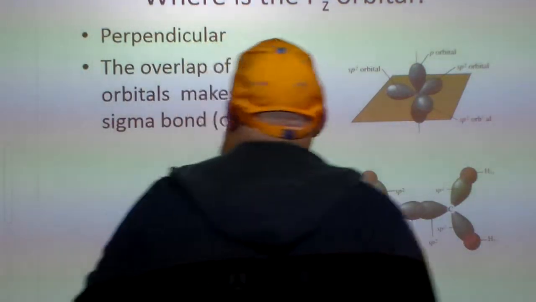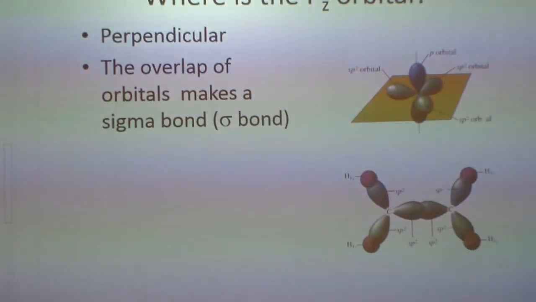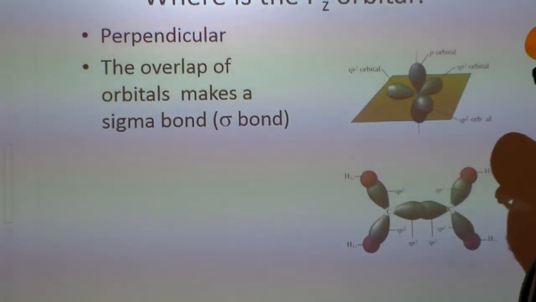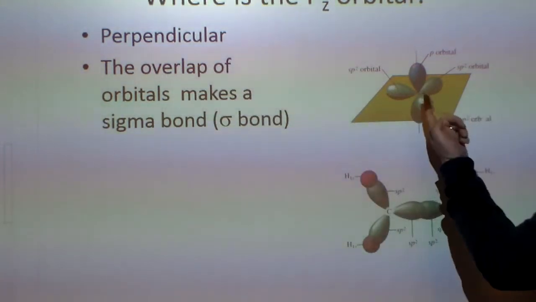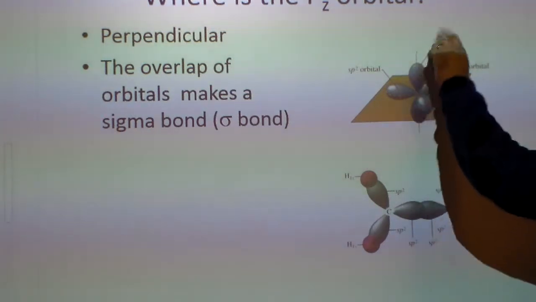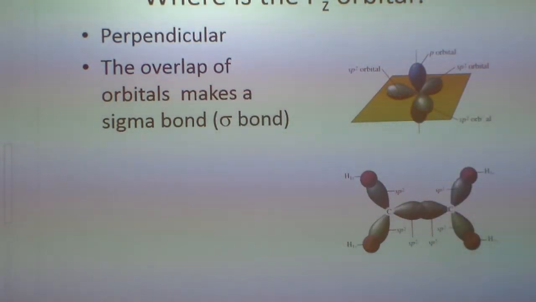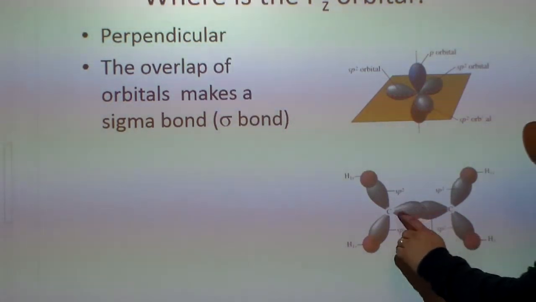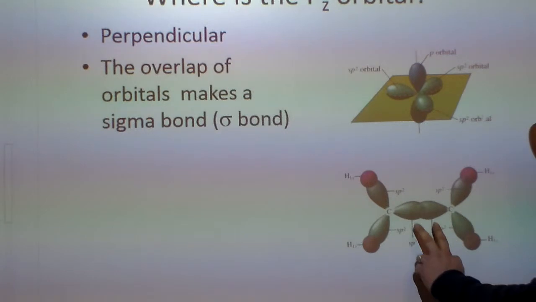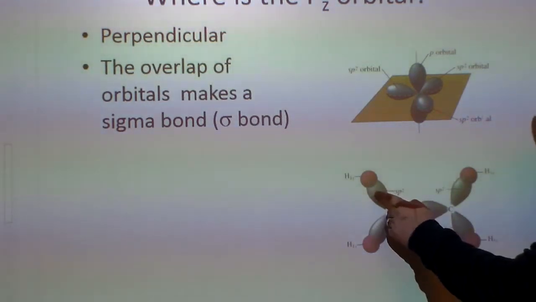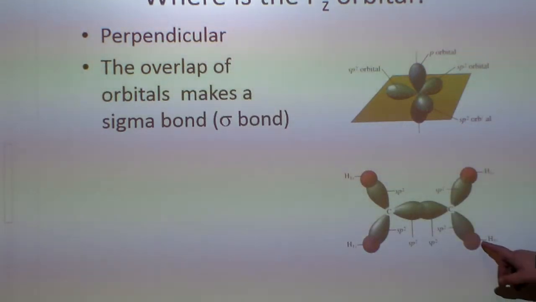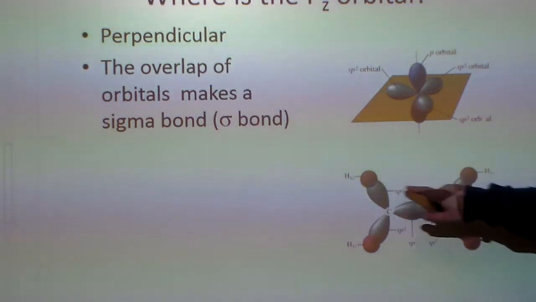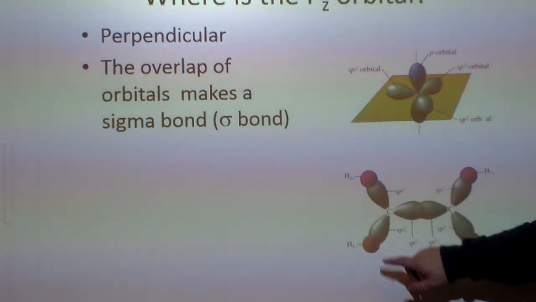Now we're on the new stuff here, and I'm flying through. Where is this pz orbital that they're talking about? Well, it's perpendicular. So if we have our sp2 orbitals here going along the plane, the pz orbitals are going up and down, okay? And the overlap of these orbitals makes the sigma bond. And that's what we're seeing right here. So we've got a sigma bond here. We do have sp2s here and here as well, and there is a bond definitely with the hydrogens. That should not be a big surprise there.